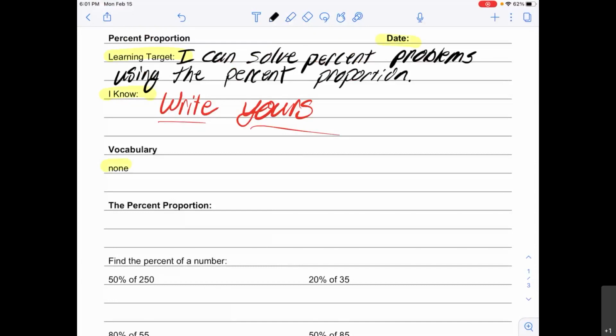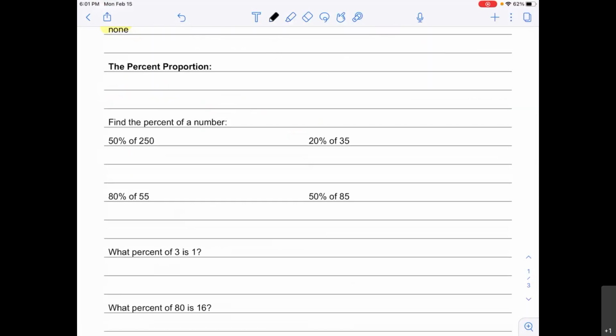So to start, we're going over what the percent proportion is. The percent proportion says that the part over the whole, I'm going to leave a little extra room there, equals the percent P over 100.